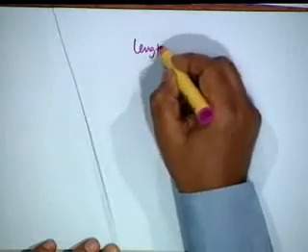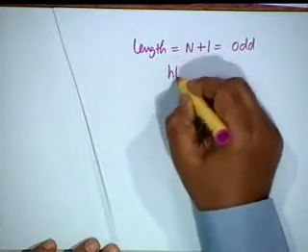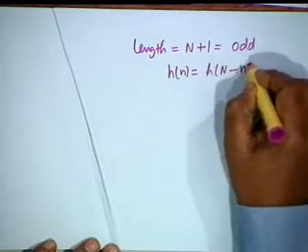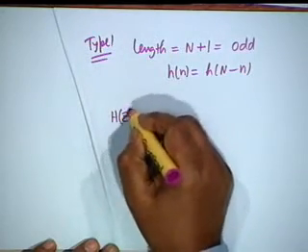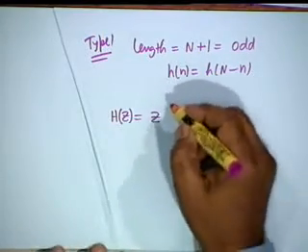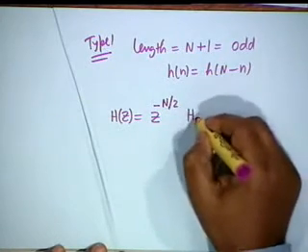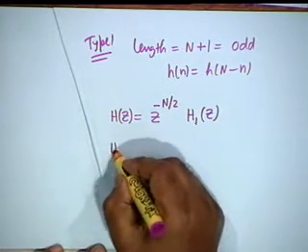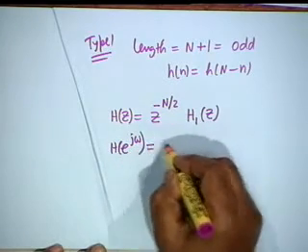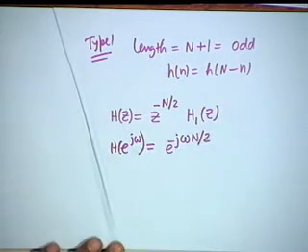In general, if the length of the filter is N plus 1 and it is odd, and h of n equal to h of N minus n, that is a type 1 filter, the function H of z shall be of the form z to the power minus N by 2 times H1 of z, let us say, where H of e to the j omega, the frequency response, will be e to the minus j omega N by 2. The delay shall be N by 2 samples.